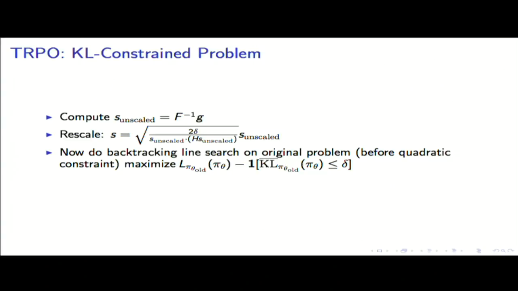So now we want to just make sure that we're going to compute a step that actually improves our objective and satisfies our constraint. So to do that, we just do a line search on the objective.